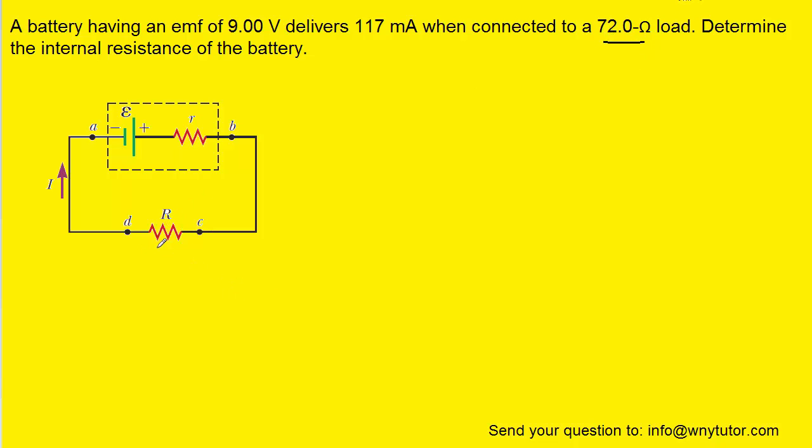So we can actually come in here and mark that as 72 ohms. Also, the EMF of the battery was stated to be 9 volts, so we could put that in as well. And finally, we have a current of 117 milliamps. Make sure you move that decimal place over 3 places to the left so that you can convert it into the standard unit of amps. So that would be the current, and that's been marked in the diagram by the letter I.